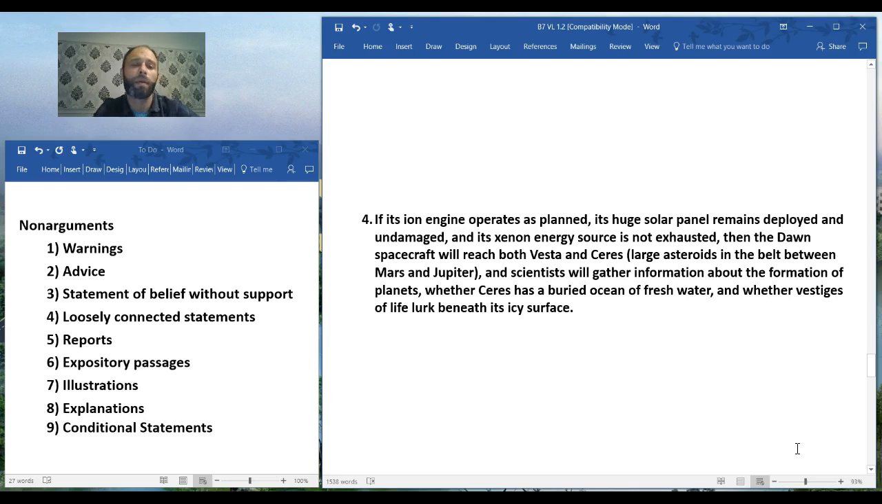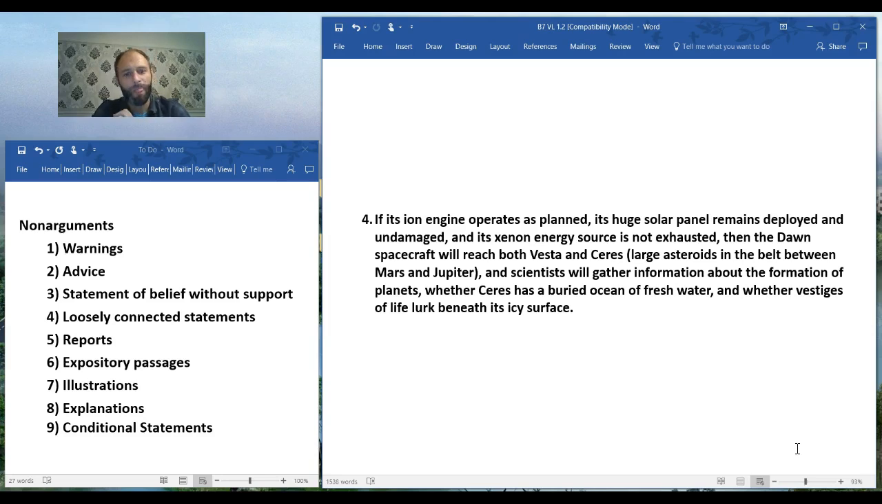All right, fourth example passage. If its ion engine operates as planned, its huge solar panel remains deployed and undamaged, and its xenon energy source is not exhausted, then the Dawn spacecraft will reach both Vesta and Ceres, large asteroids in the belt between Mars and Jupiter, and scientists will gather information about the formation of planets, whether Ceres has a buried ocean of fresh water, and whether vestiges of life lurk beneath its icy surface.